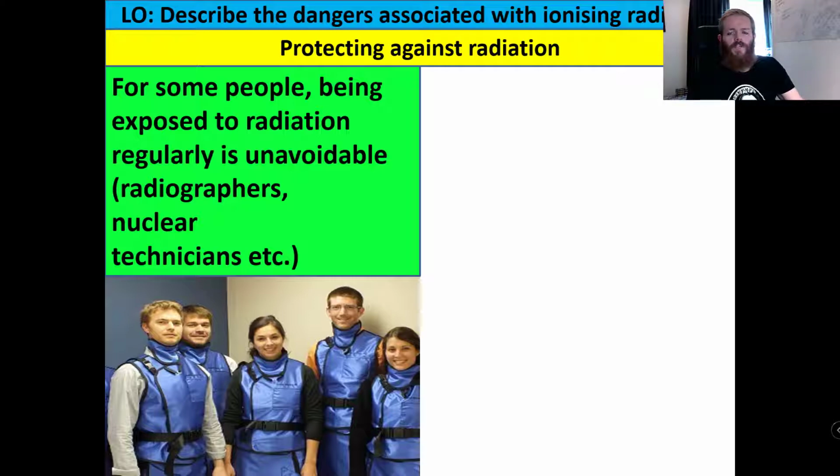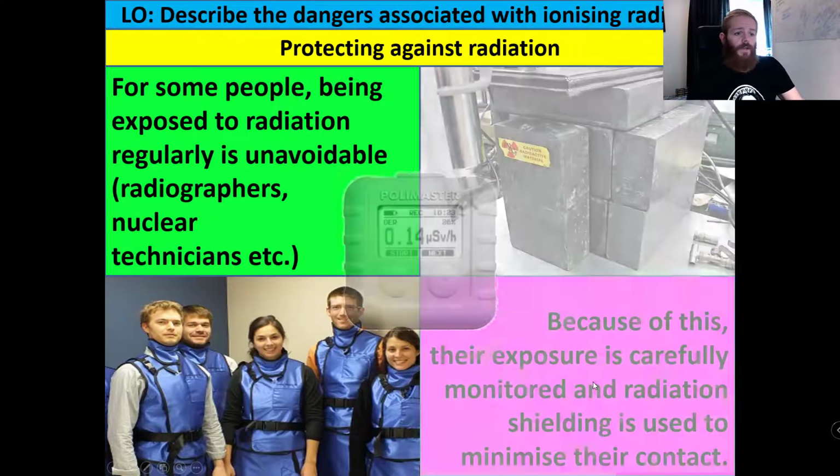So, protecting against radiation. For some people, it is unavoidable to have to deal with nuclear radiation. It's good saying, oh, just keep away from it. But what about radiographers or nuclear technicians? They're around it, and they need to be protected. You can see what they're wearing here, kind of like aprons. Those aprons are lead-lined, so they'll weigh quite a lot, but it's necessary to block some of that radiation and make sure that the dose they're receiving on a daily basis stays within safe levels.